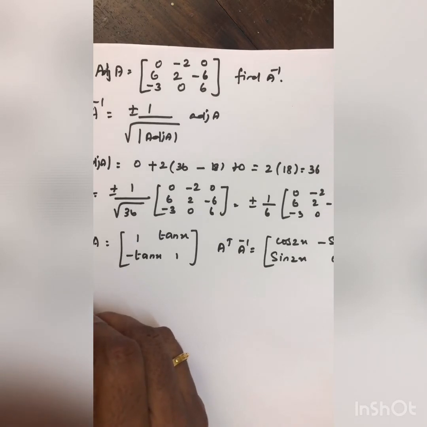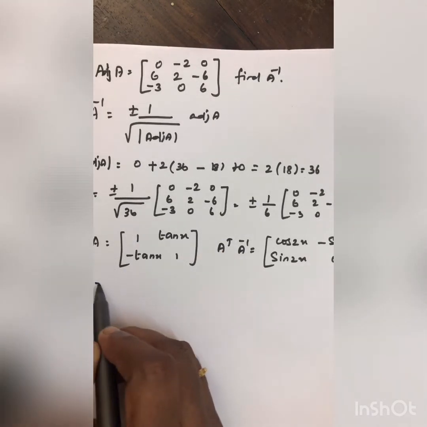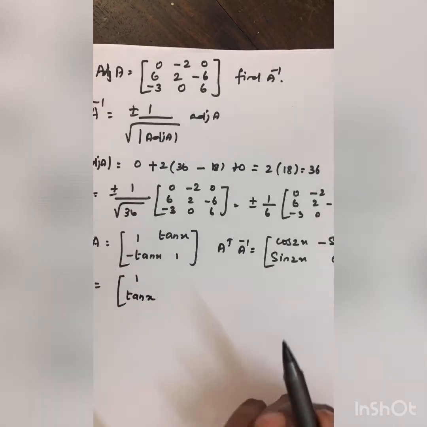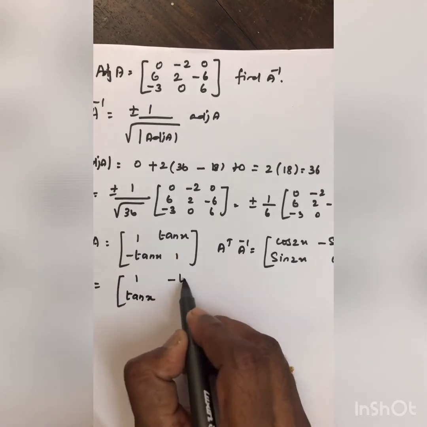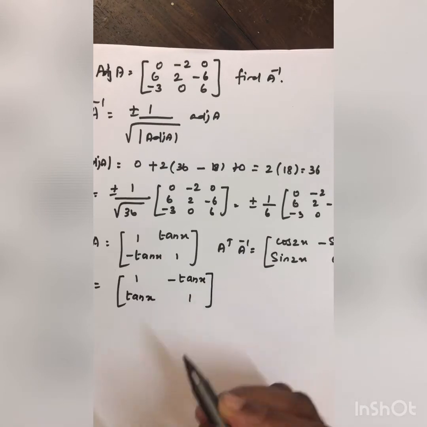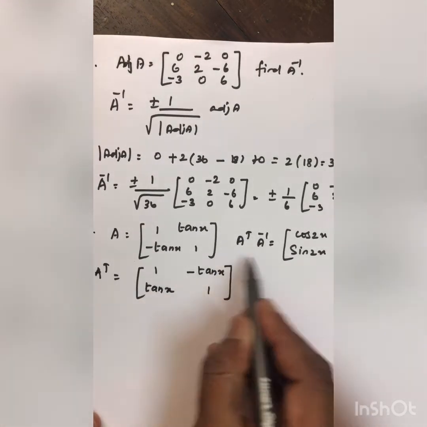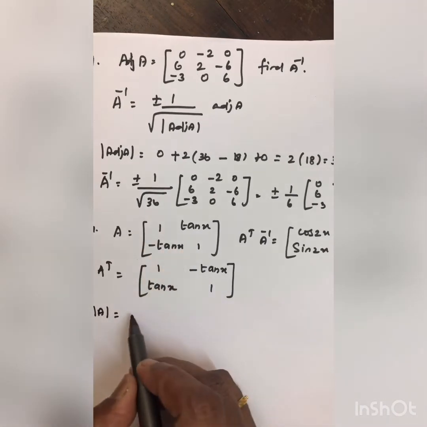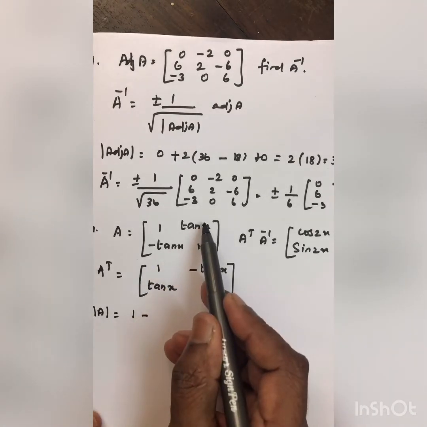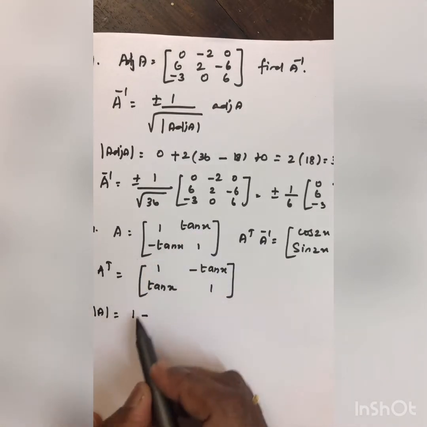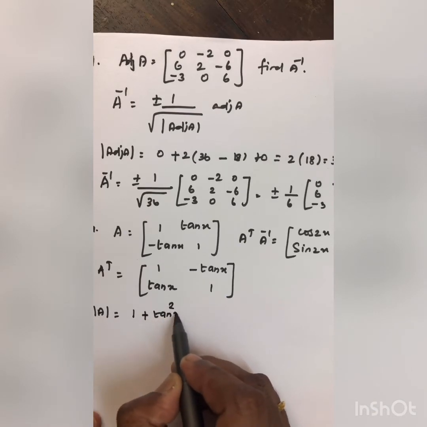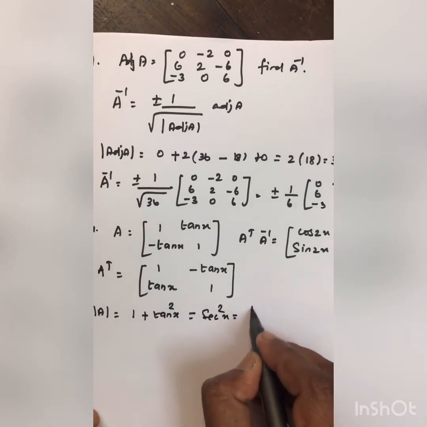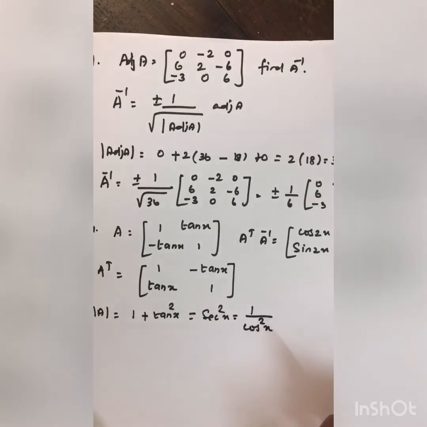You all know how to find A transpose. So either you have to find A transpose first, writing row as column-wise. So the first row, 1, tan x. Second row as second column, so minus tan x, 1. Understood? Okay. Then to find A inverse, find the determinant of A. Determinant of A is the product of the main diagonal minus the product of the minor diagonal. Tan x into tan x is tan square x, 1 minus minus, so it is plus. So this is 1 plus tan square x, which is equal to secant square x. Secant square x is 1 by cos square x.